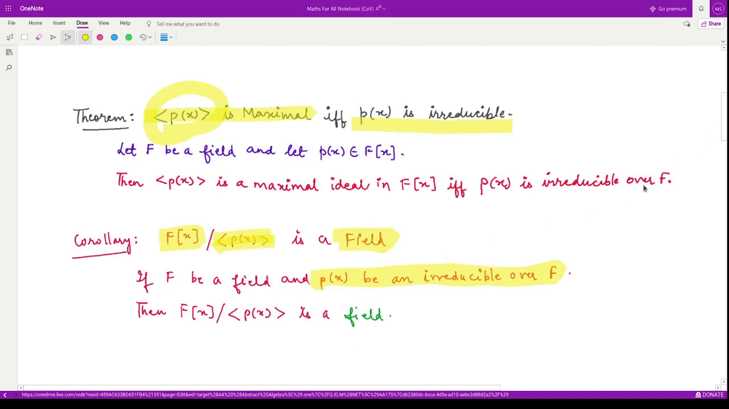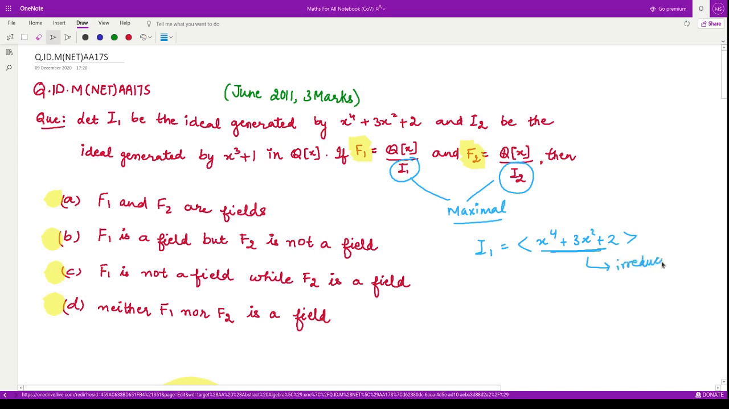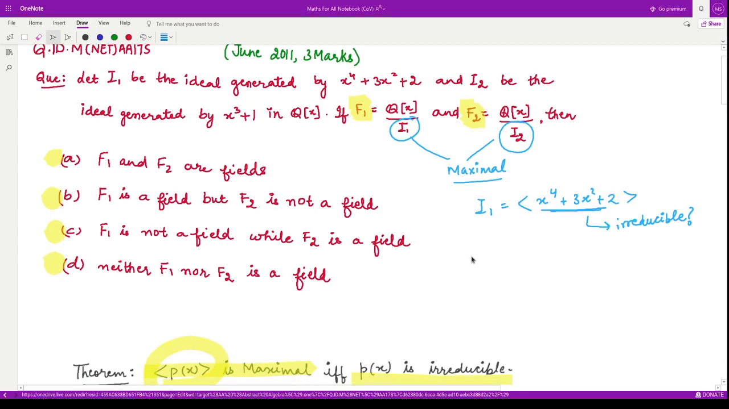So in order to check whether the given F1 and F2 are fields or not, we need to check whether the ideals I1 and I2 are maximal ideals or not. I1 is the ideal generated by x to the power 4 plus 3x squared plus 2. So we need to determine whether this is an irreducible polynomial or not. Let us check whether this is irreducible or not.